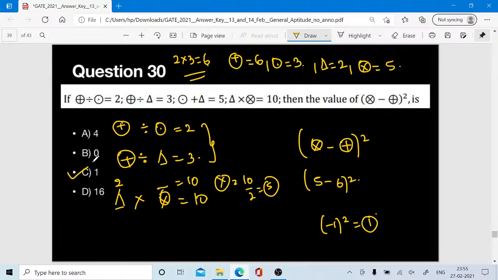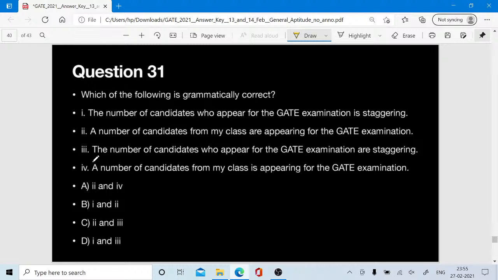We are coming to the end of the session. Only 4 more questions left. Let's finish it off fast. 31st. Which one of the following is grammatically correct?